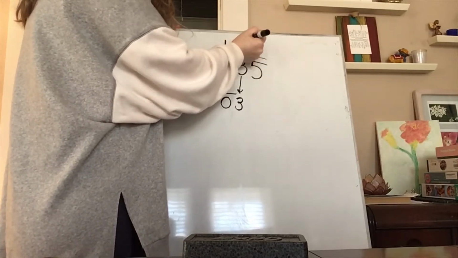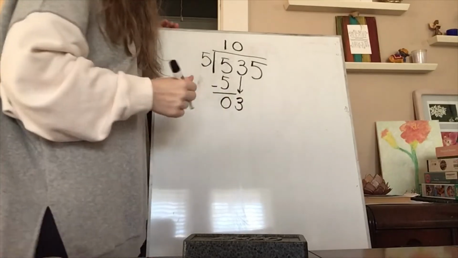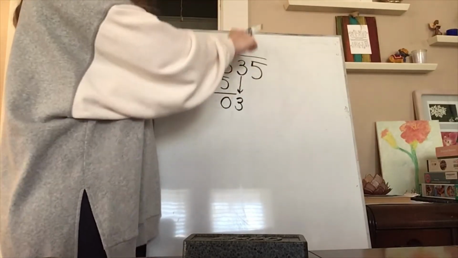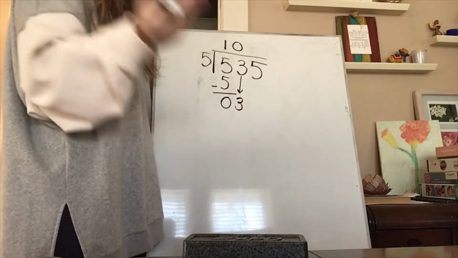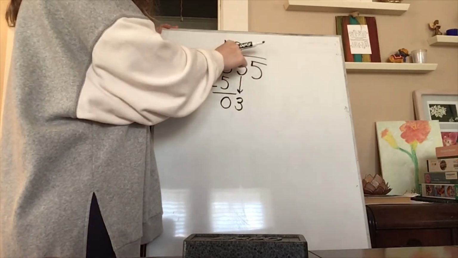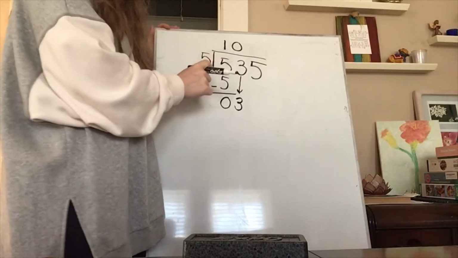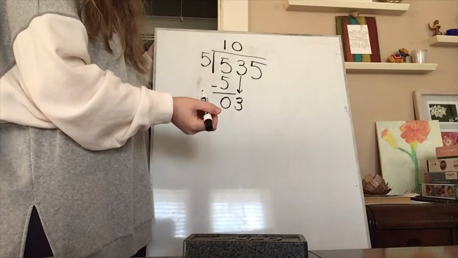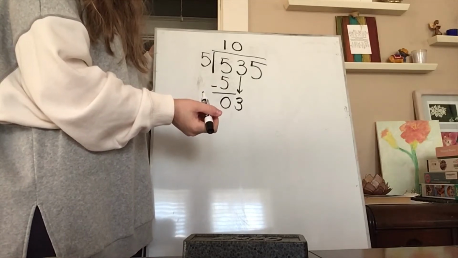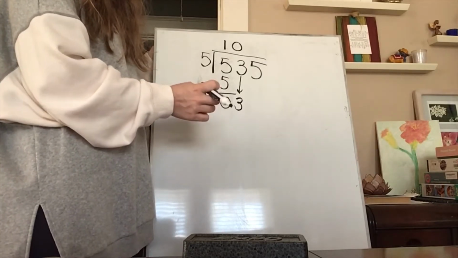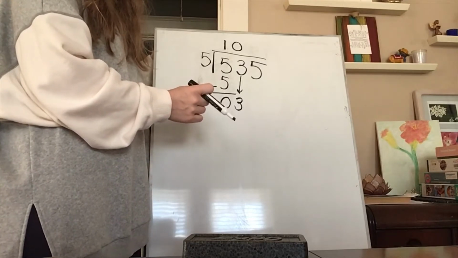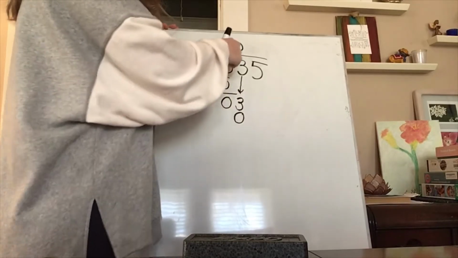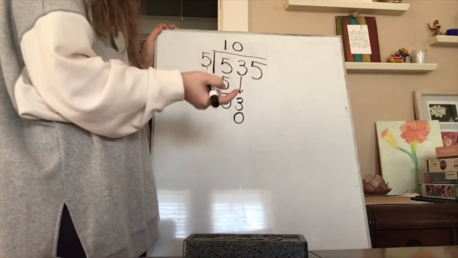So I'm going to put a 0 right above this 3 that I just brought down. Remember, the answer to the division problem always goes above whatever you bring down. Now I'm just going to follow the steps. I know I need to multiply the digit I just got by my divisor. 0 times 5 is what, class? 0. 0 plus 5 is 5, but 0 times 5 is 0.